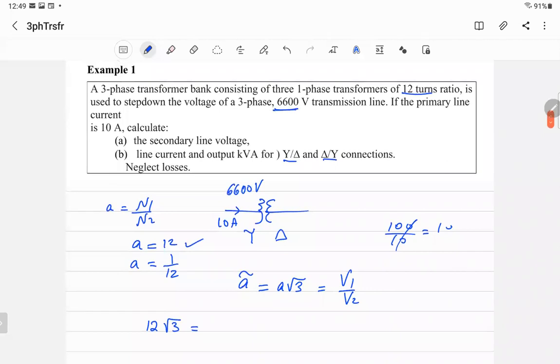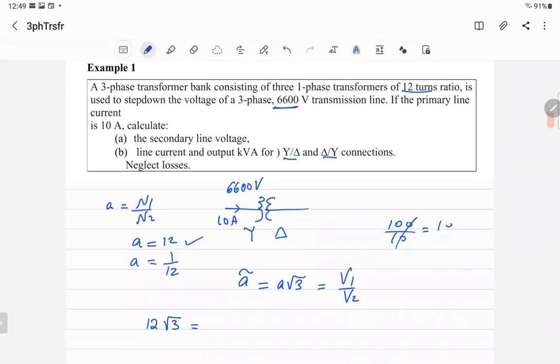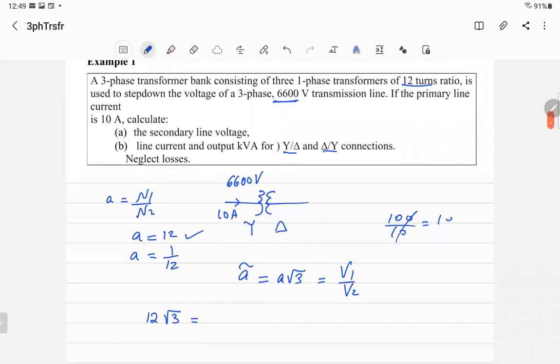This is a transmission line, 6,000. All right. So if you want to find the line, that's star. What is this value? That's V1. So V1 is equal to 6600 voltage.